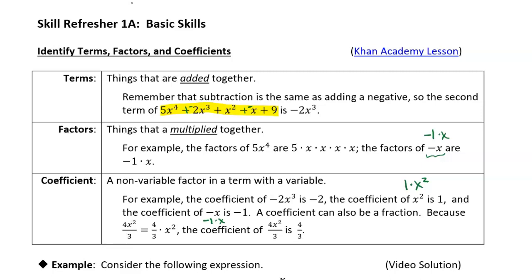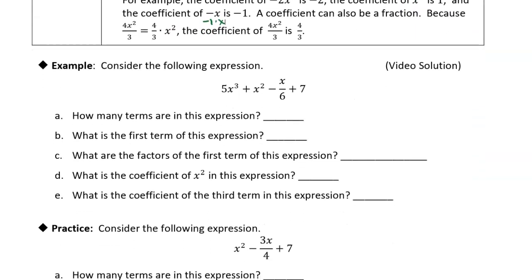All right. The coefficient can also be a fraction. All right, so if we have something that looks like 4x squared all over 3, that's just 4 times x squared divided by 3, we can rewrite that as 4/3 times x squared. And so the coefficient of 4x squared all over 3 is just 4/3. All right, so let's take a look at this first example and try to practice those skills.